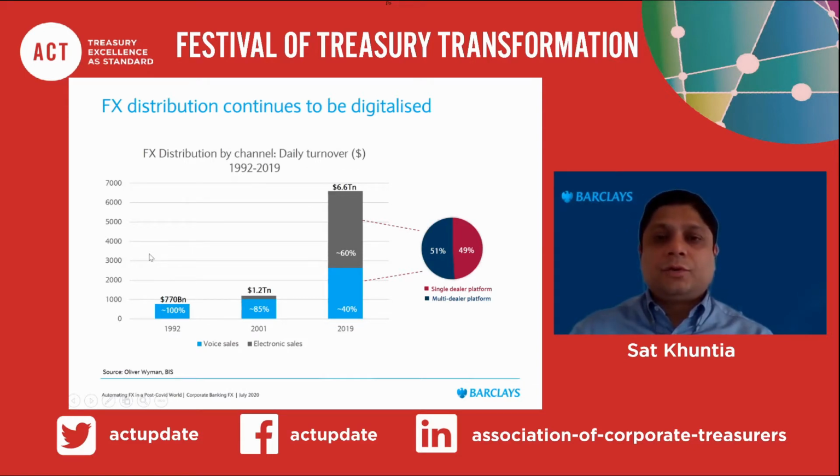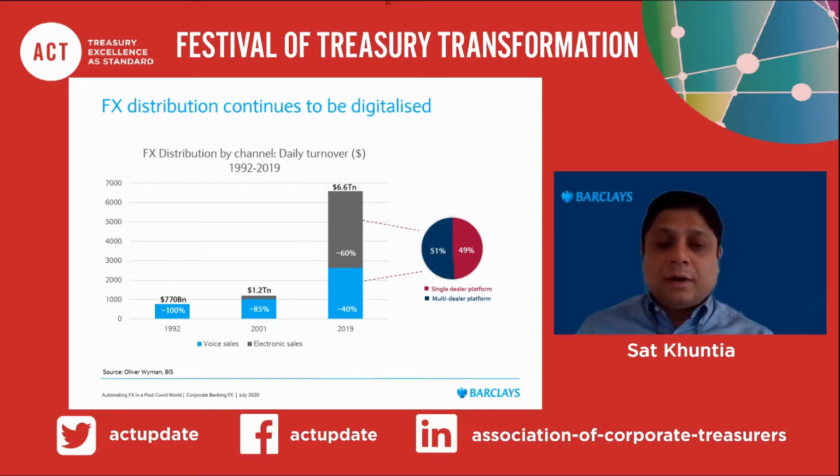So the first one is basically digitalization. FX distribution continues to get more and more digitalized. As you can see, what I'm showing in this chart is the FX distribution by channel, daily turnover by channel. The blue part of the bar is basically the voice channel, which has been the traditional channel for distribution of FX products and services. And then the gray bar is the electronic channel. So as you can see, in 1992, almost all of it was voice channel. I mean, that's how this product was traded and executed.